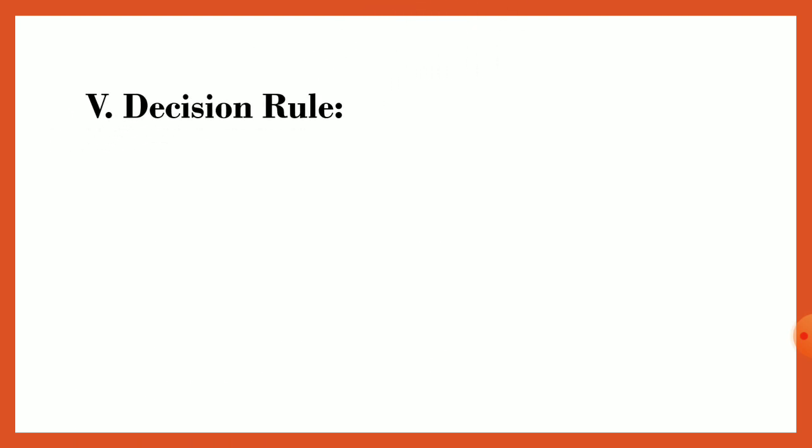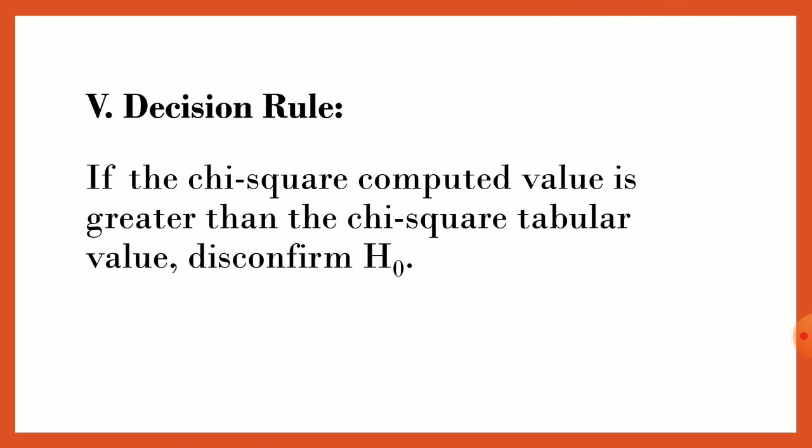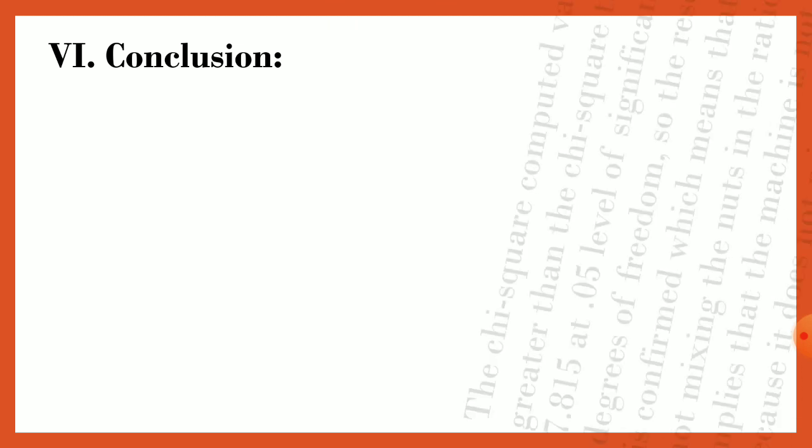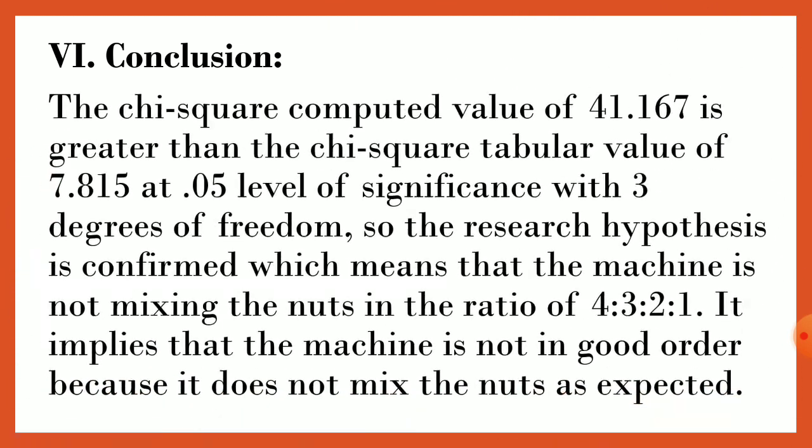Next is the decision rule. If the chi-square computed value is greater than the chi-square tabular value, this confirms the research hypothesis. Then, formulate the conclusion. The chi-square computed value of 41.167 is greater than the chi-square tabular value of 7.815 at 0.05 level of significance with 3 degrees of freedom.